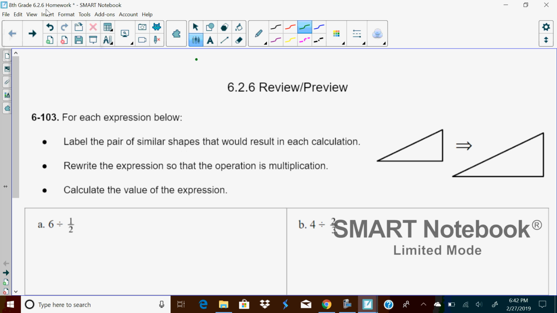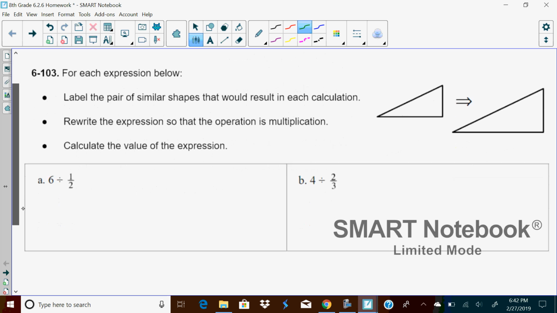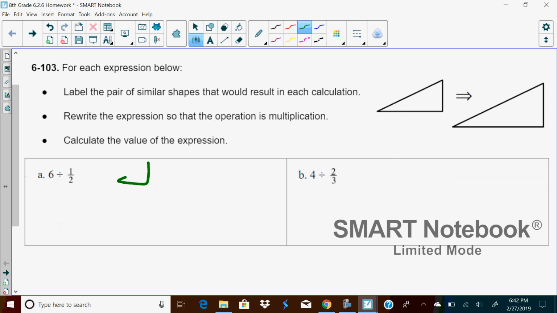Here's a 626 review preview. Problem 103. For each expression below, label the pair of similar shapes that would result in each calculation. Rewrite the expression to the operation's multiplication and calculate the value of the expression. So basically, you're supposed to redraw the triangles.